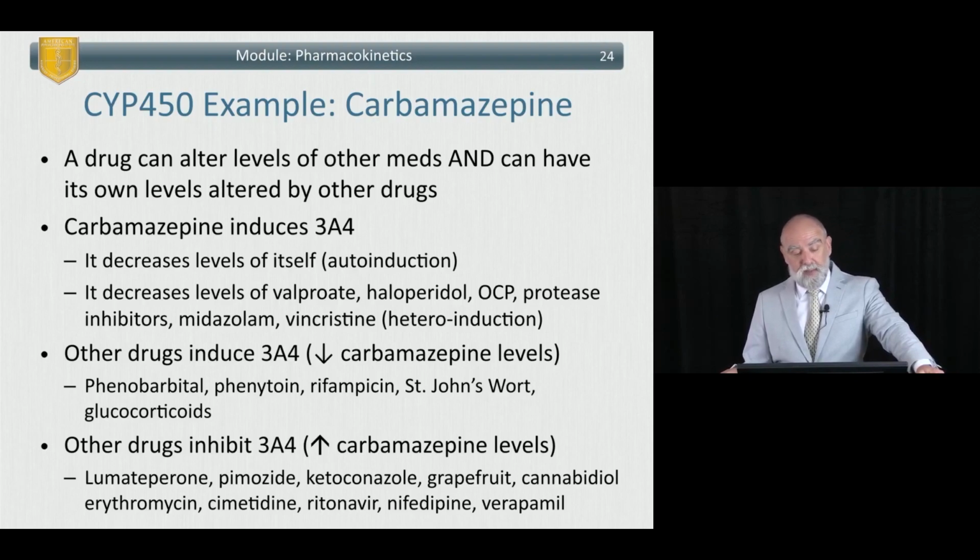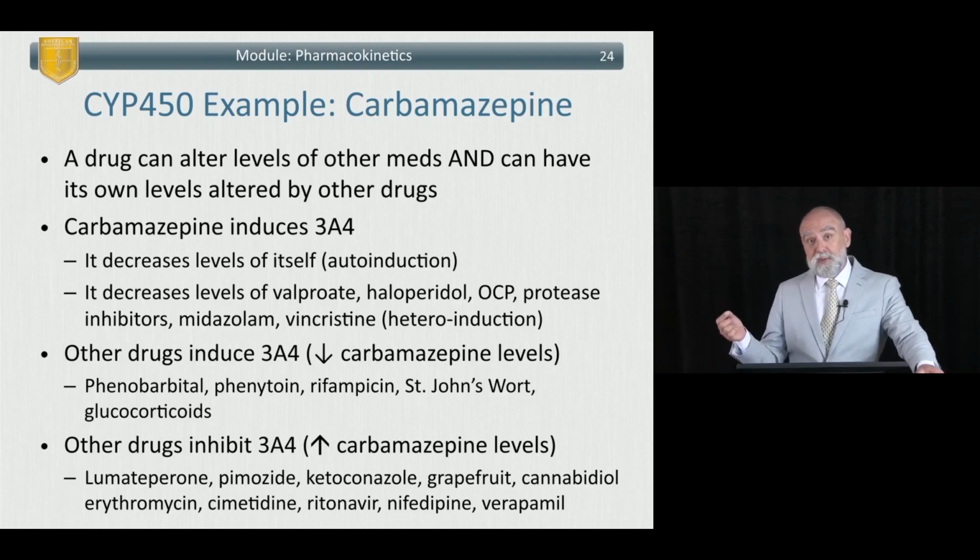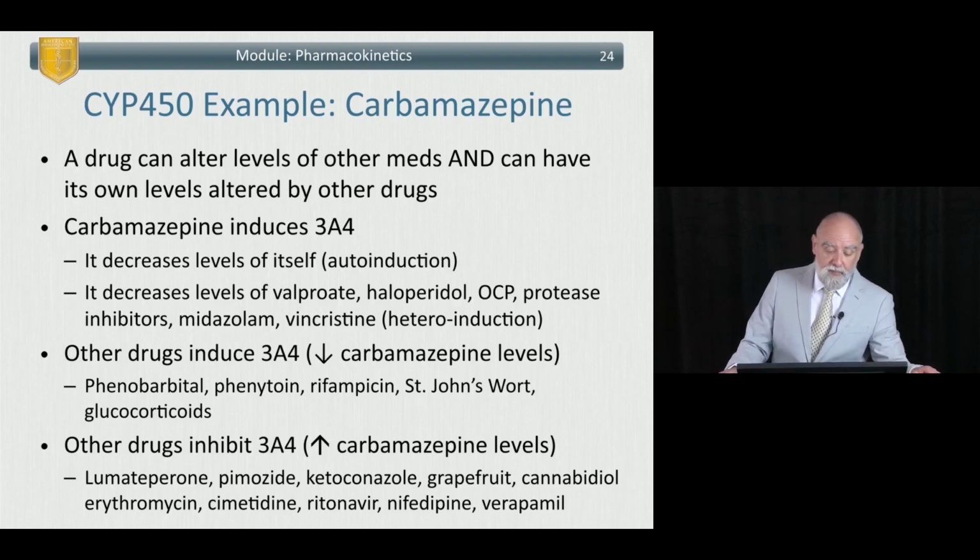A good example to start understanding all of these complex interactions is carbamazepine. A drug, any drug, can alter levels of other drugs and can have its own levels altered by other drugs. So carbamazepine, right, it's a 3A4 inducer. It decreases levels of itself. That's called autoinduction. So if you checked the level a week into starting the dose, the blood level might be higher than it is at week 2 since the start of treatment. And oftentimes you do have to track levels of carbamazepine and then occasionally increase the dose to maintain therapeutic levels.